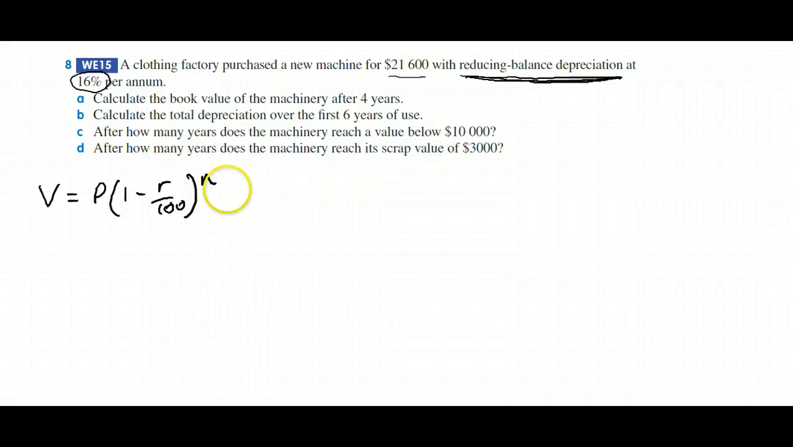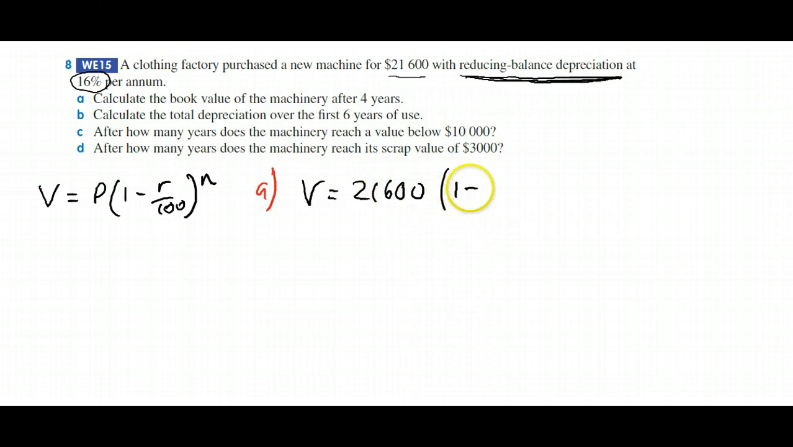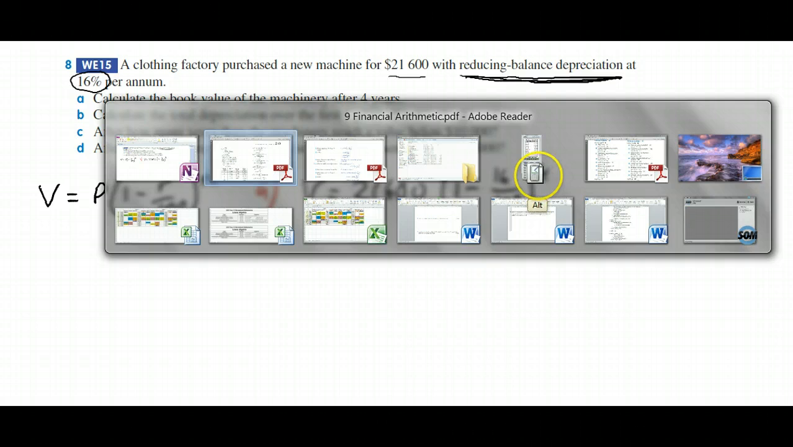So let's do that. Plug in the values. V equals P is 21,600, that's still the purchase price. 1 minus R is 16 over 100, and we've got to do this to the power of n. So n is 4 years, so we'll make it to the power of 4. So let's put that into the calculator.